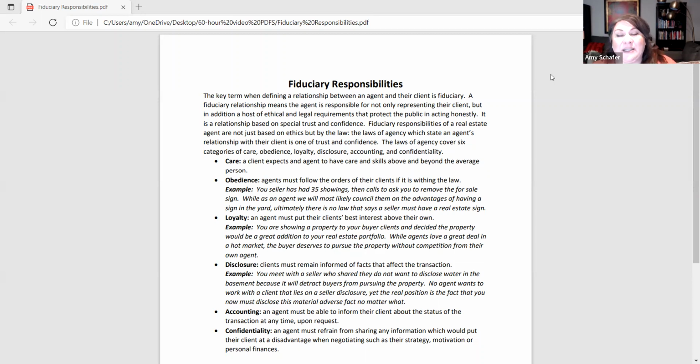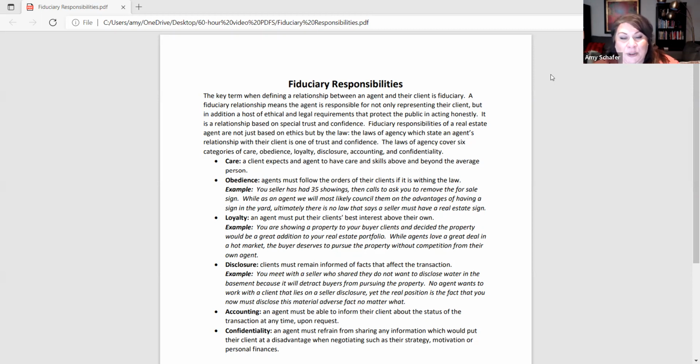So again, with that disclosure, you've got to keep things that would put them at a disadvantage when negotiating confidential. But there are some things that you owe to the entire party, including the other side of the transaction. You've got a duty to let them know about it too. Those would be those material facts or material adverse facts.